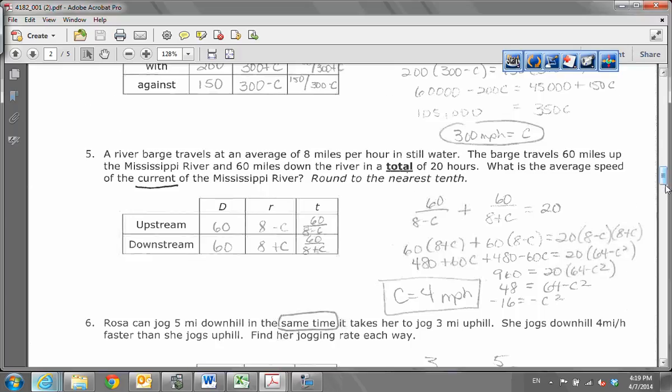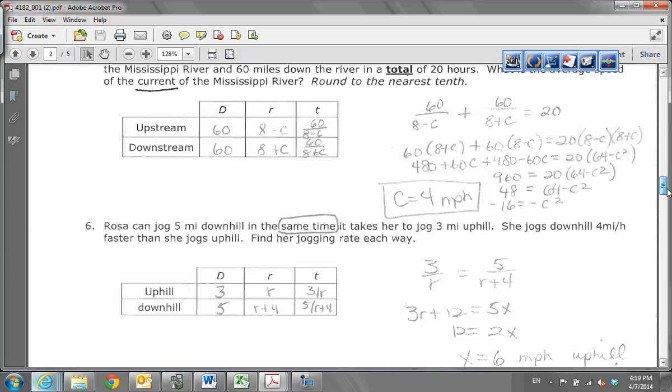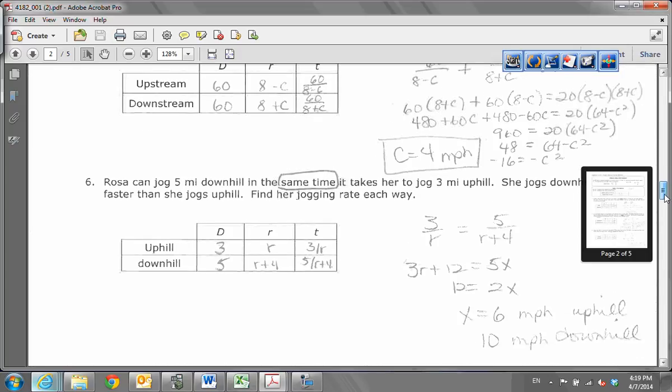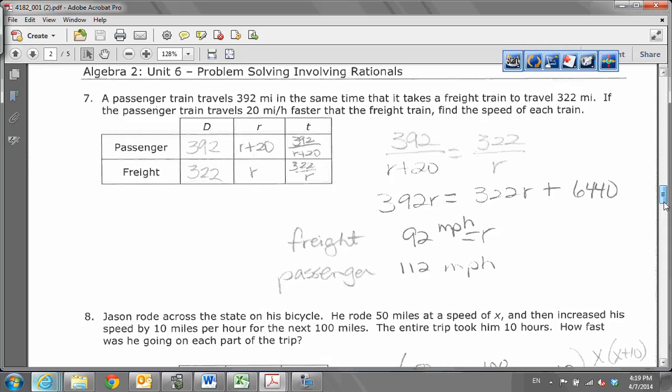And the last one, number 6. Was that the last one, I think? Number 6, number 7, can't remember. Number 6. Rosa goes uphill at 3 miles per hour. Downhill is 5. It says her rate downhill is 4 more, so R plus 4 and R, and then 3 over R. Set them equal to each other. It says it took the same amount of time. So anytime it says same amount of time, set them equal, and solve. Cross multiply and divide.